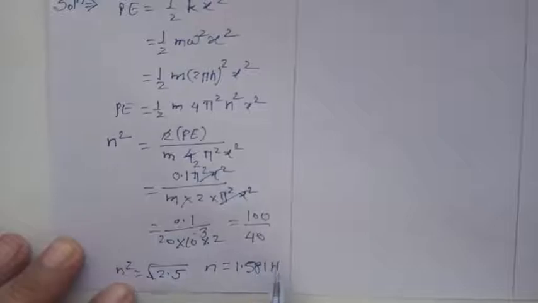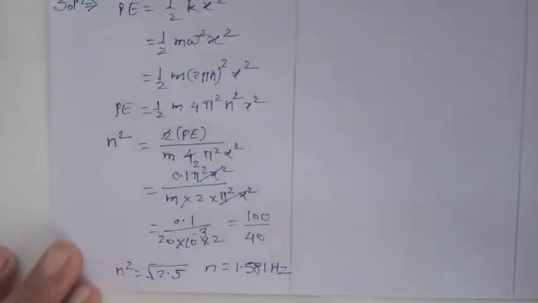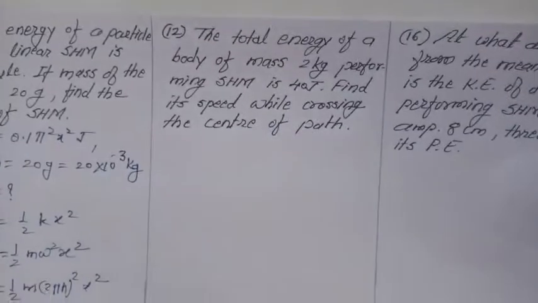Therefore n is equal to 1.581 Hertz. For n square, sorry, for n square I get 2.5 and n is equal to under root 2.5, that is 1.581 Hertz. That is the answer. Now the next problem, that is problem number 12, that is again on the total energy.